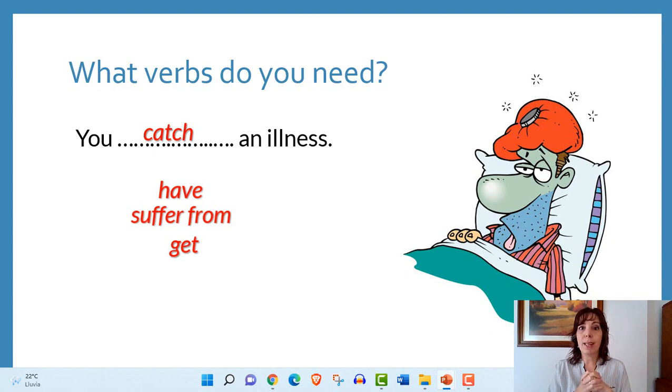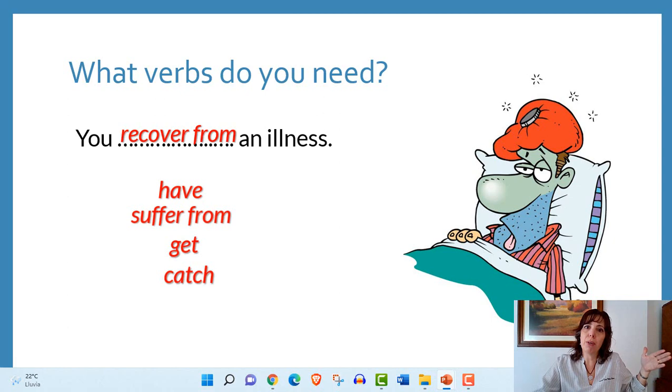This is when we say te contagias. You catch it from another person. Someone else gives it to you. Yes, you catch an illness. All right. You recover from an illness. When you are finishing the period of the illness, the final stage, you recover from. You come back to normal.